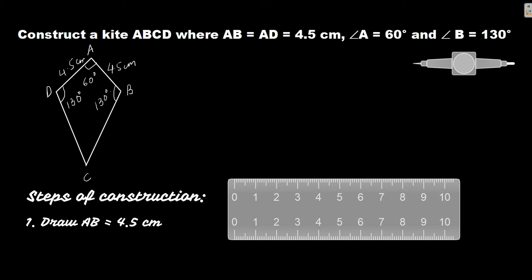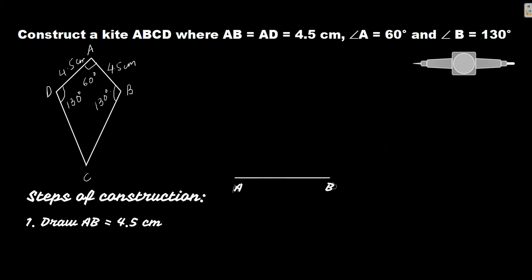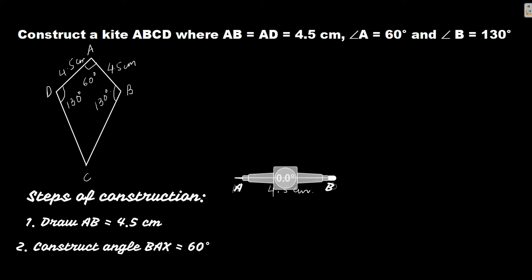Let us first draw AB equal to 4.5 centimeters. Label it AB, 4.5 centimeters. Now angle A is equal to 60 degrees, so we'll construct a 60 degree angle with the help of a compass.